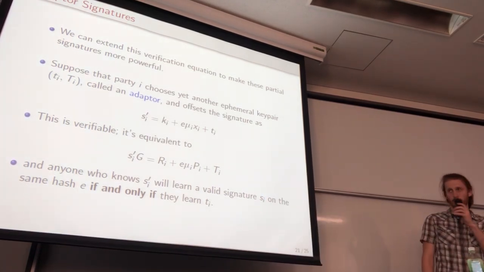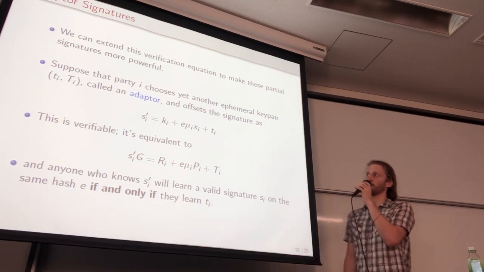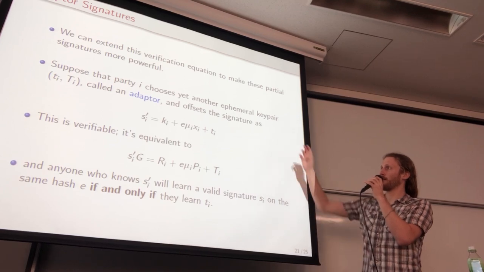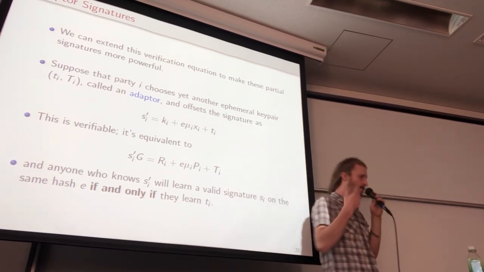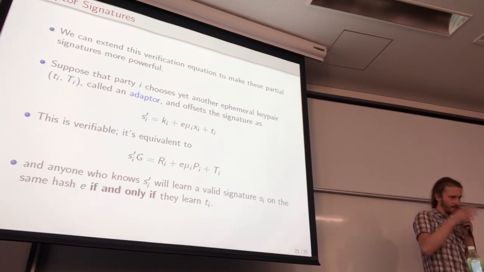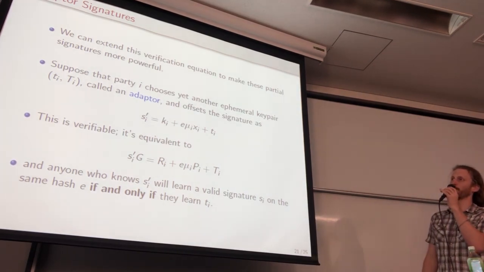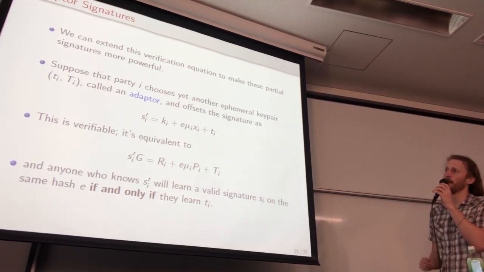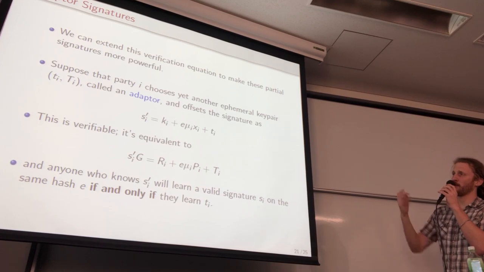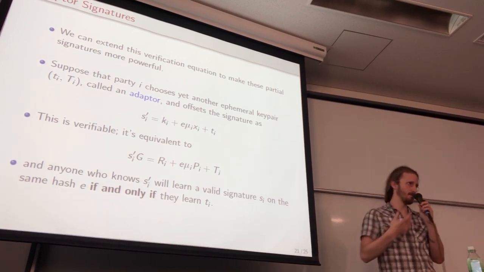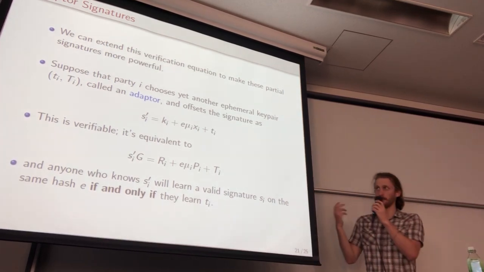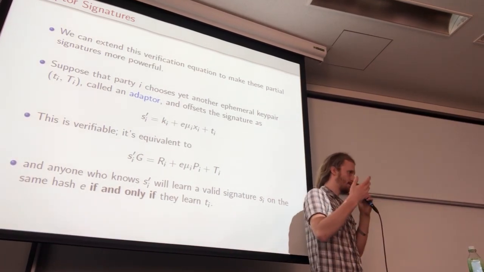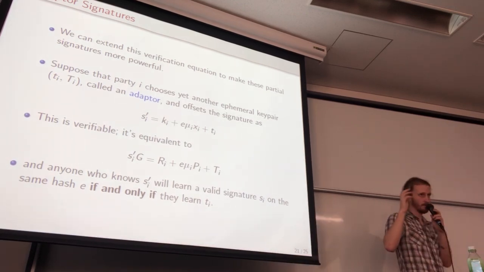in step zero, when Bob is providing a commitment to his nonce, he also provides yet another ephemeral key pair, that we're gonna call t and T. When I'm reading this it's okay, but when I'm saying it out loud, they're both T's. I mean the little t and the big T. And we call this an adapter key pair. We call the little t a secret adapter, we call the big T a public adapter. And so Bob's going to give the public adapter to Alice before anything starts.